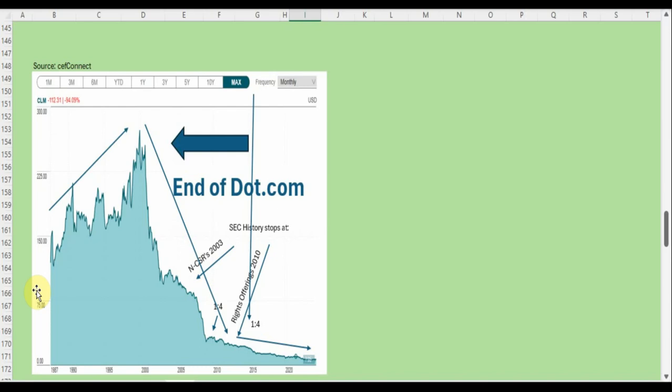Then we will run CLM and CRF through the CEF Mastery Fund Comparison Tool and see if it can give us any indication of what's to come for these two funds. Without further ado, let's jump in.